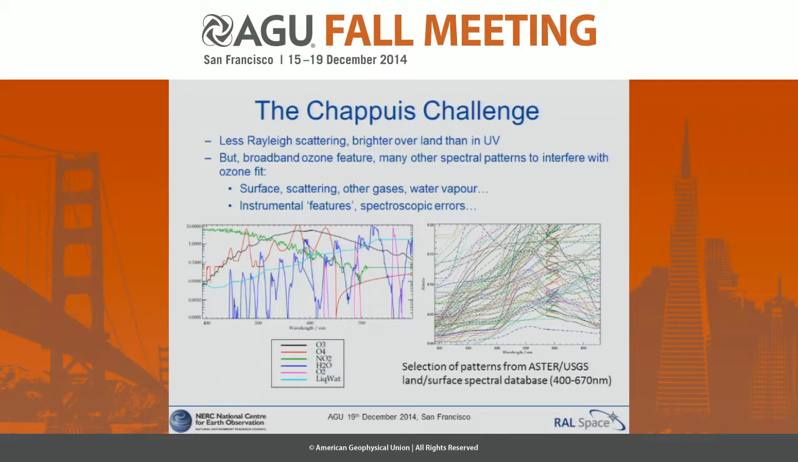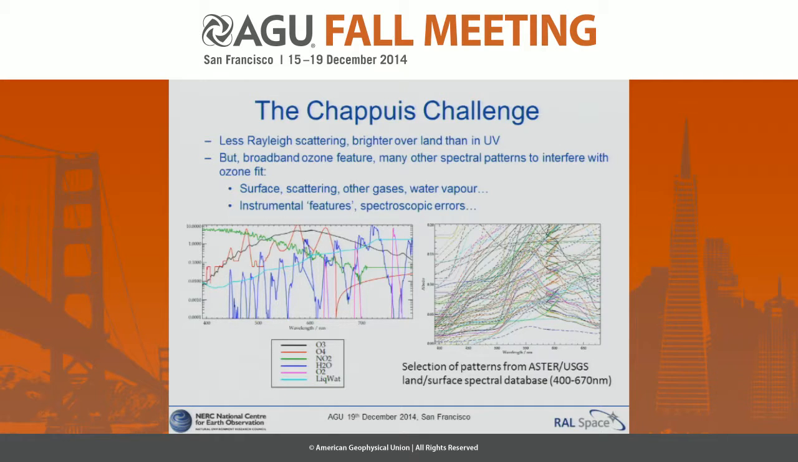So in the visible, typically you have less Rayleigh scattering, and the land is brighter than in the UV, so you should have better signal to noise. However, the Chappuis ozone band is a broadband feature, so there's a limited amount of information that you can get from that, and also there are a lot of other spectral patterns that interfere with your fit of ozone. So over here we have some other trace gases that interfere with your Chappuis ozone. The Chappuis ozone is this black line, and over to the Wulf bands and the O2A band there.